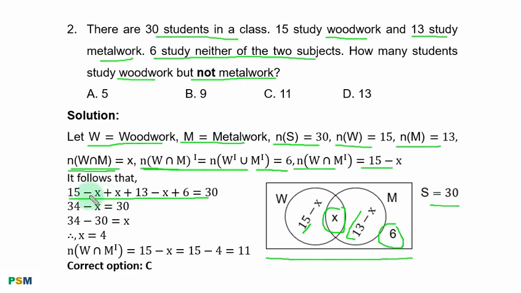Minus S plus S is 0. You are left with 15 plus 13 plus 6. That is 34 minus this S equal to 30. You have it in this form. Therefore, S is equal to 4. Those that study woodwork but not mental work, they are 15 minus S. That is 15 minus 4 equal to 11. The correct option is C.